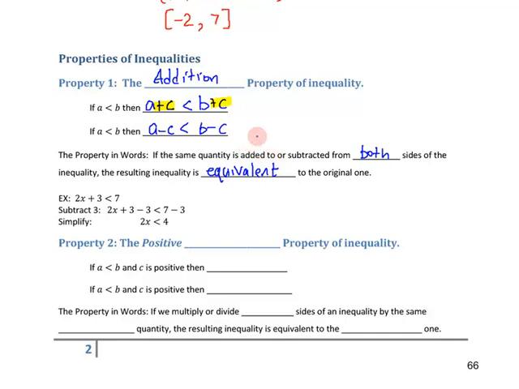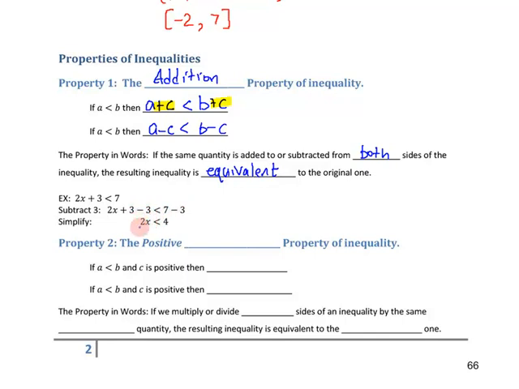Now, how would we use that? Well, think about how you would solve this, right? You would get the x by itself. You would move the 3 to the other side. Because of the addition property, you can subtract or add a negative to both sides. We're going to subtract 3 from both sides here and get the x term by itself.